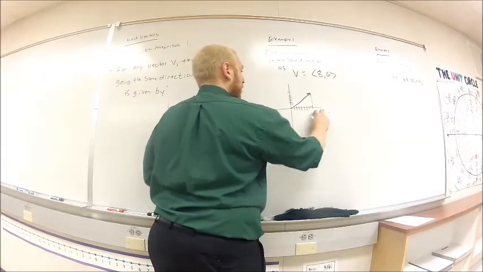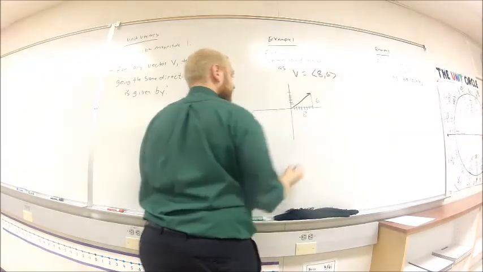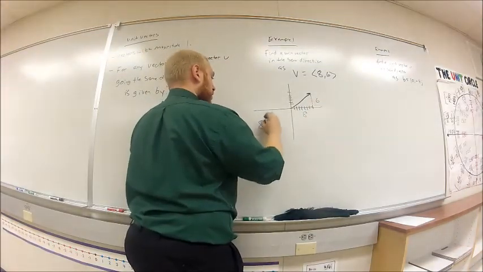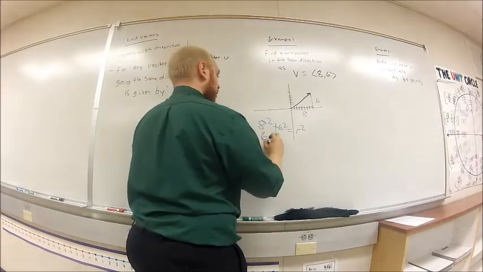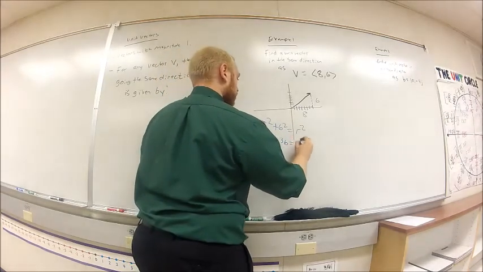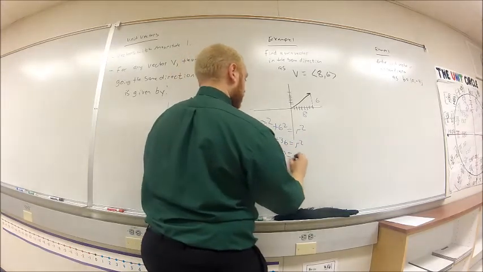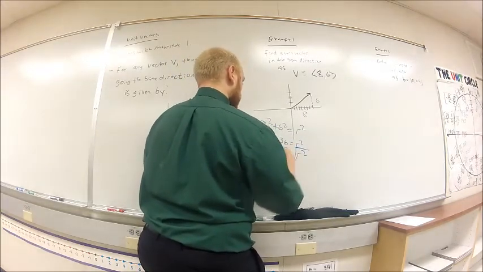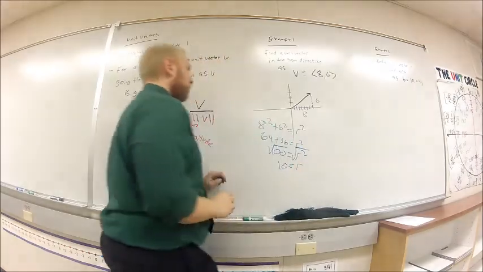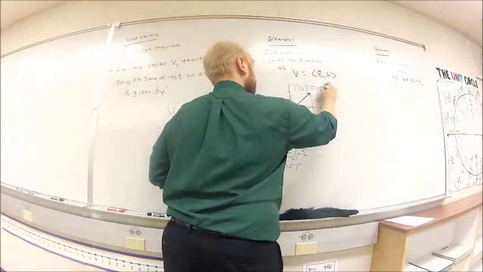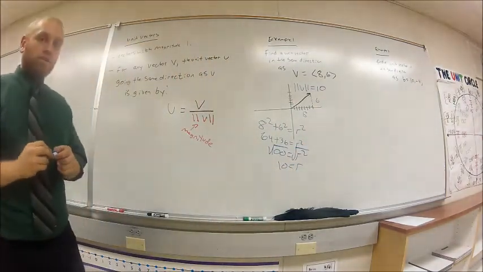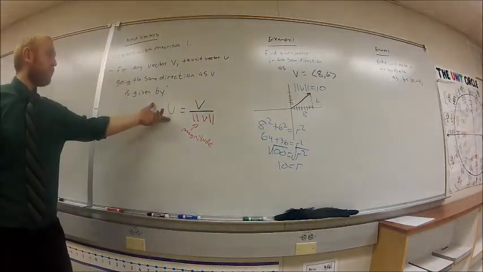Now if you look, you went out 8, and you went up 6. So you went 8 squared plus 6 squared equals r squared. That's 64 plus 36 equals r squared, which means 100 equals r squared. Take the square root. That means 10 equals r. So we know that the magnitude of v is equal to 10. So now we just got to go back and do this formula.